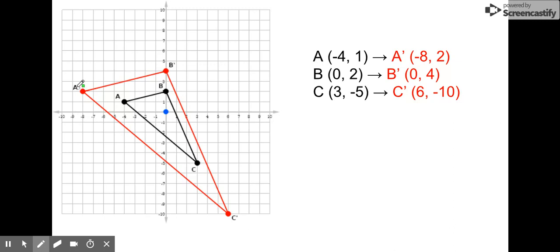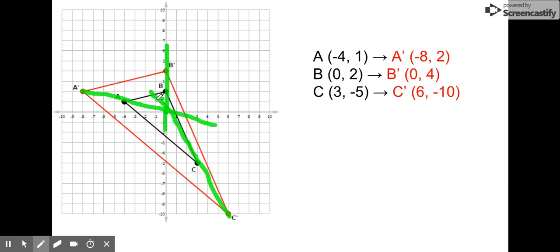The other thing that's really cool about dilations is if you connect your pre-image and your image, that line will always pass through the center of dilation. And that's a way to know if you dilated around the correct point.